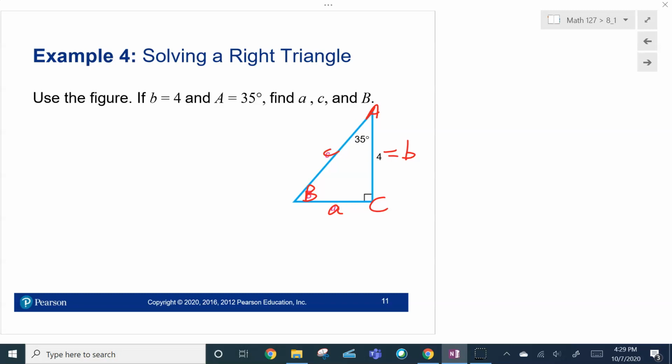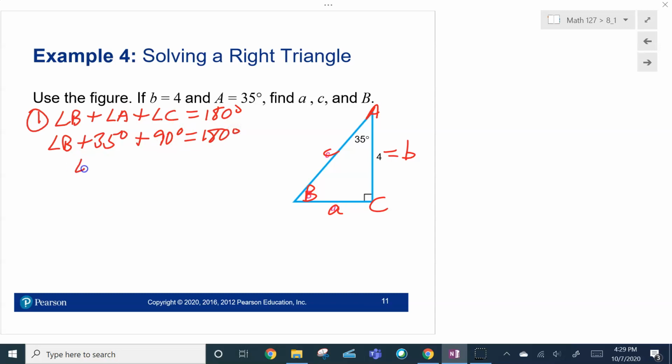Well, we don't have two of the three sides, so I'm not going to start with the Pythagorean theorem. But I know that the sum of the angles in a triangle is 180 degrees, so why don't we start with that? Angle B plus angle A plus angle C all add up to 180 degrees. We know that's 35 degrees, we know that's 90 degrees. So it looks like our angle B ends up being 55 degrees.